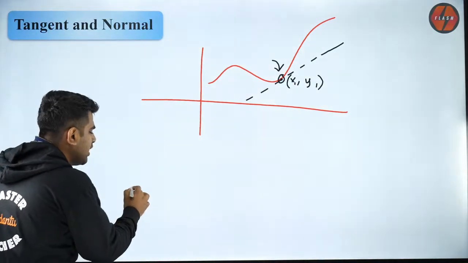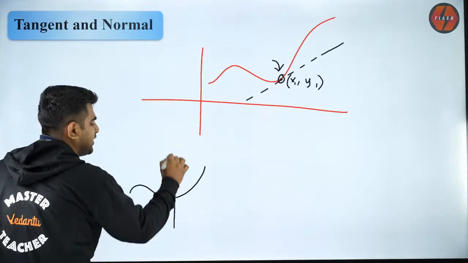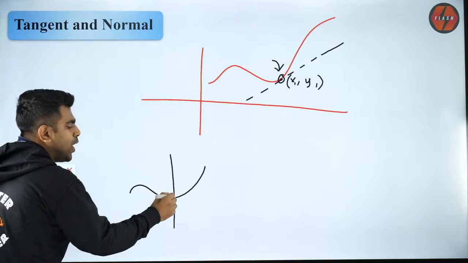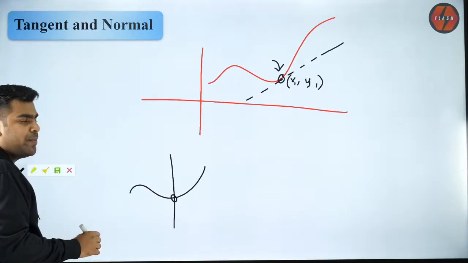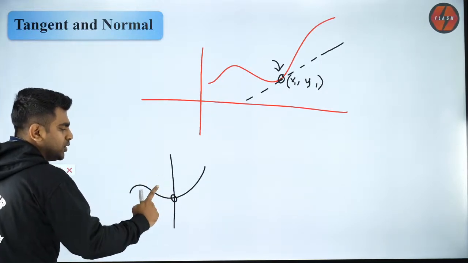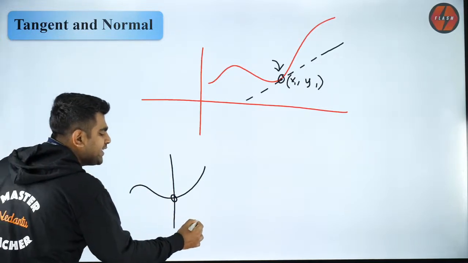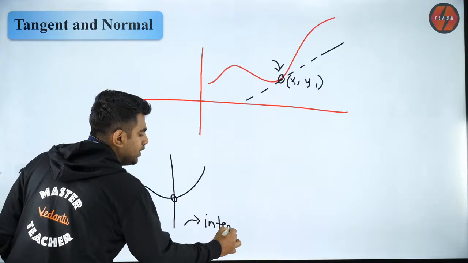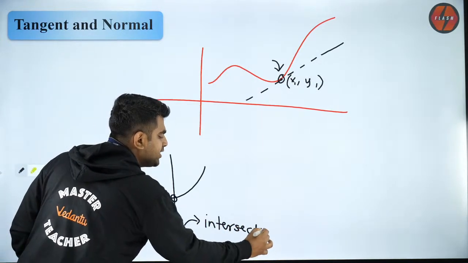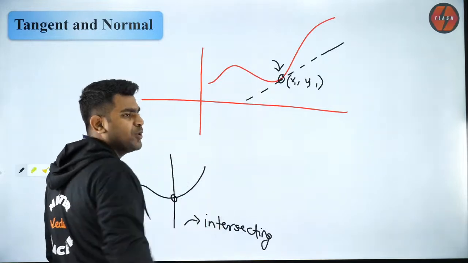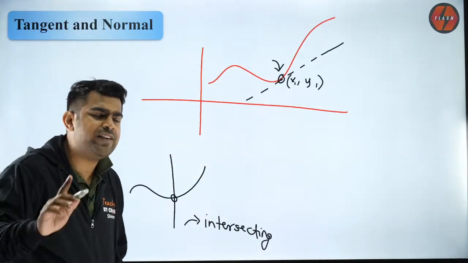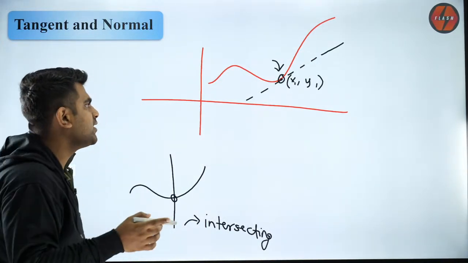Whereas if you have a curve like this and if you intersect it like this, it will have only one root in common, but that will be a single root. It will not be a repeated root. So that is the difference between intersecting and touching. I hope you guys are all clear with that. Very, very important. Many people don't realize this difference.